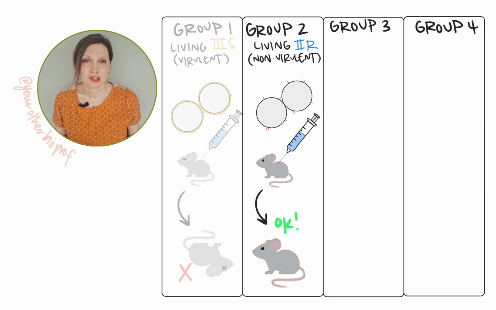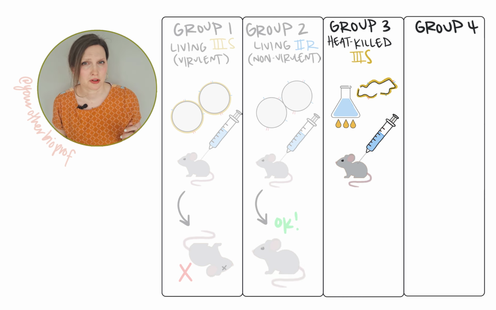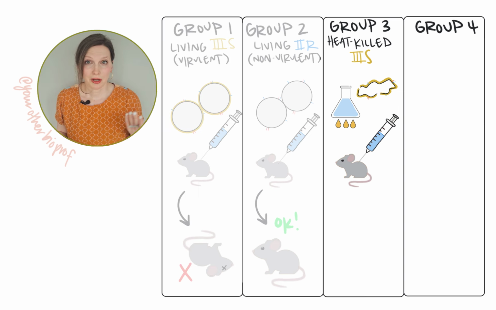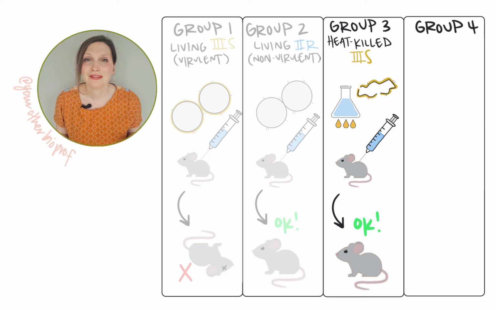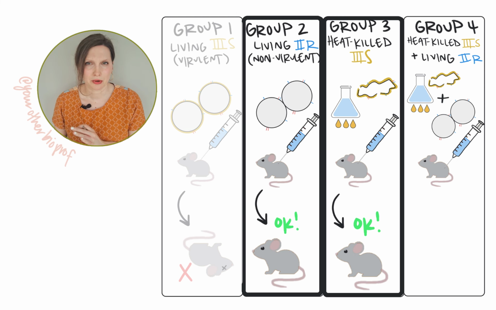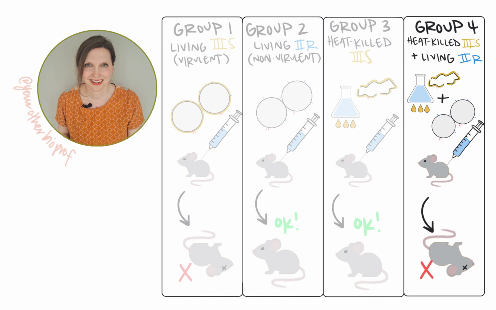A third group of mice were injected with heat-killed type 3S. So the same bacteria from the first group, but dead. Do dead bacteria cause pneumonia? Apparently not. The mice survived and no living type 3S bacteria were found in their systems. And the fourth group of mice were injected with heat-killed type 3S and living type 2R bacteria. We saw those separately, and the mice were fine in both of those scenarios. So we expect, no, they're all dead from pneumonia.